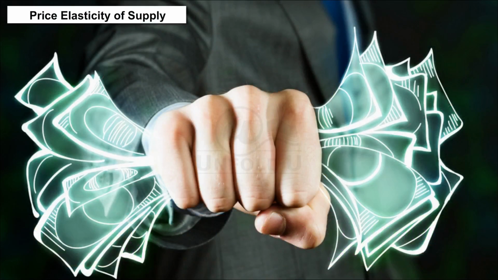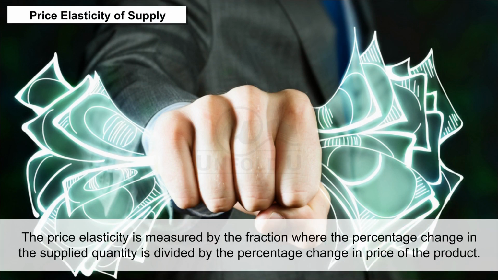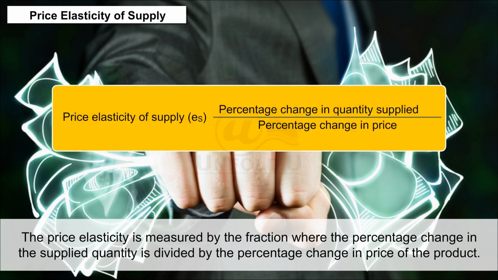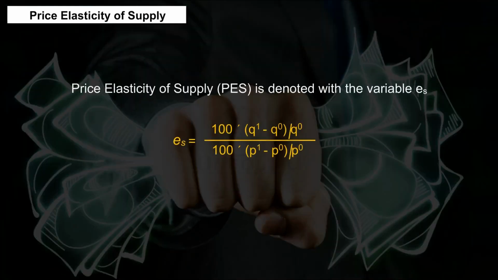Price elasticity of supply. The price elasticity is measured by the fraction where the percentage change in the quantity supplied is divided by the percentage change in the price of the product. Price elasticity of supply, or PES, is denoted with the variable Es.